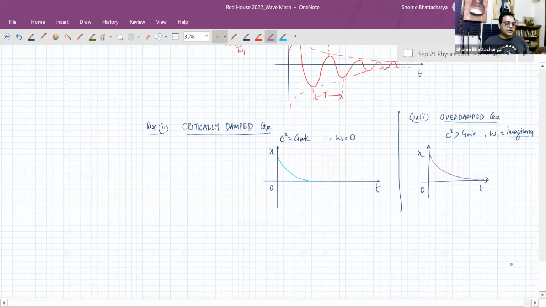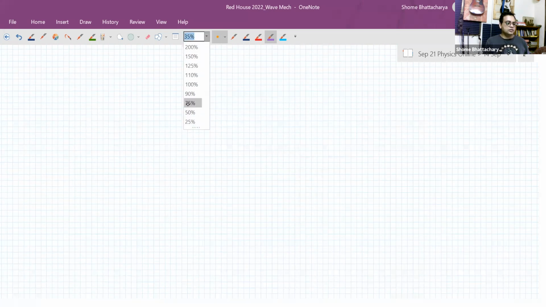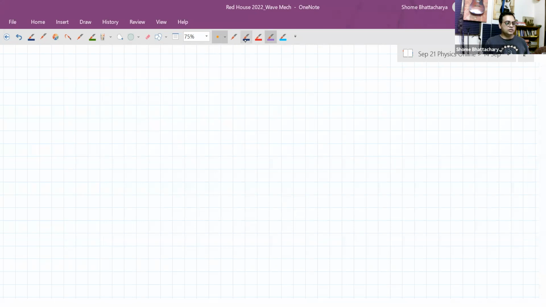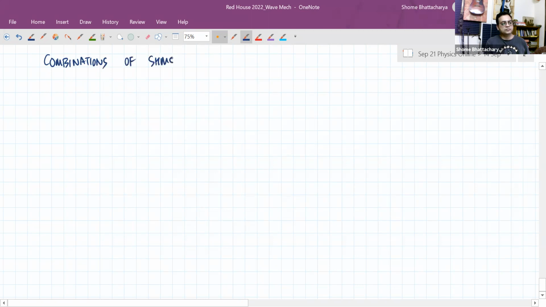Right, so that's all about damped oscillations. Now, one more thing is going to be a combination of SHMs, which again is also going to come up in waves when we discuss that chapter next. Combinations, or we can say superposition of SHMs.